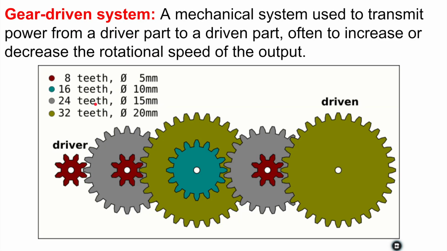Now, when we're talking about gear-driven systems, we need to think about a mechanical system used to transmit power from a driver part to a driven part, often to increase or decrease the rotational speed of the output. So here's the driver and here's the driven. And you would notice if you actually saw this one functioning that this turns many more times than this one. So turning this quite a few times will turn this one once.